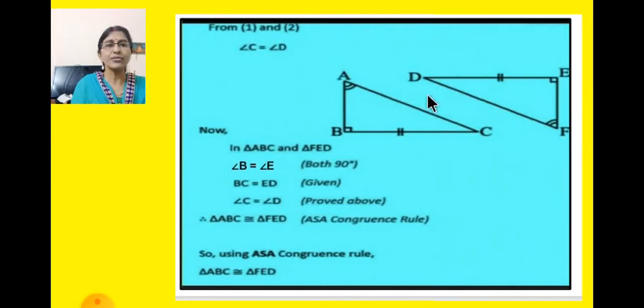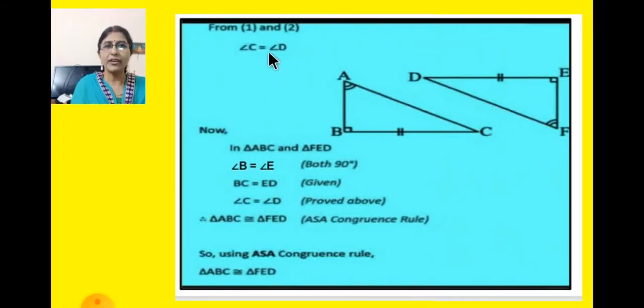Now we will take these two triangles. In triangle ABC and in triangle FED, first we will write what is given: angle B is equal to angle E. You can see here angle B is equal to angle E, each 90 degree. And then BC, you can see here this side is also given, BC is equal to ED, given. This side is equal to this side. So BC is equal to ED.